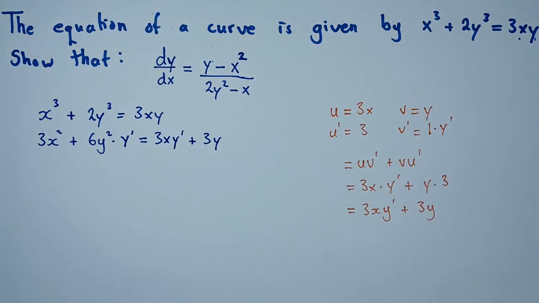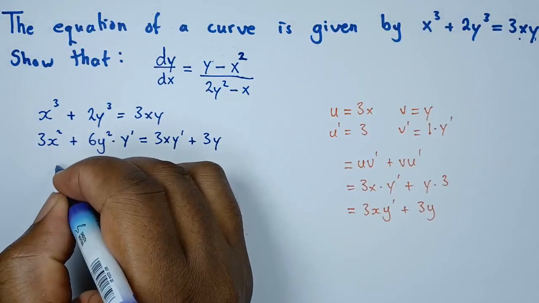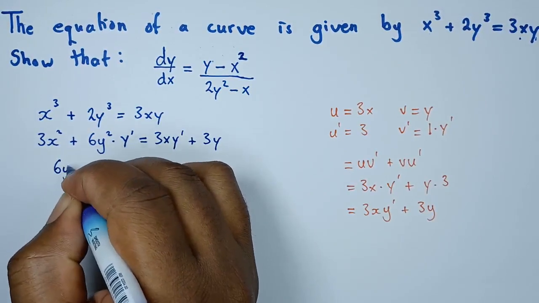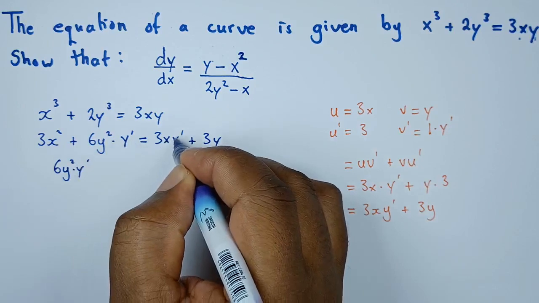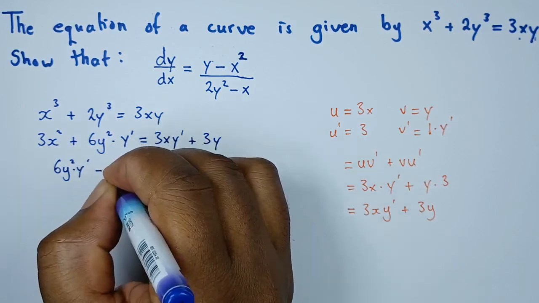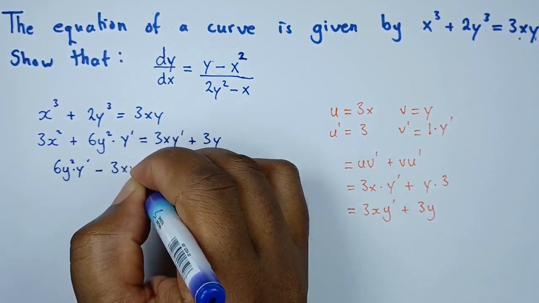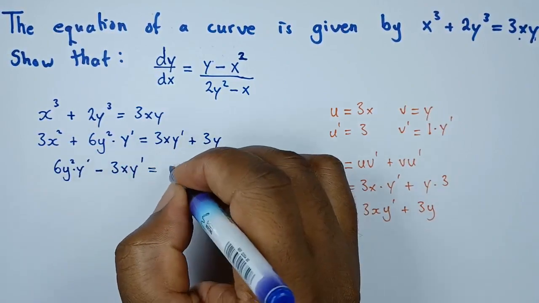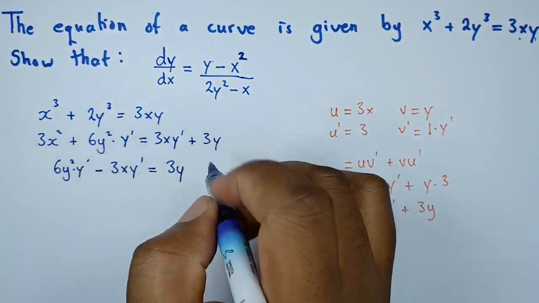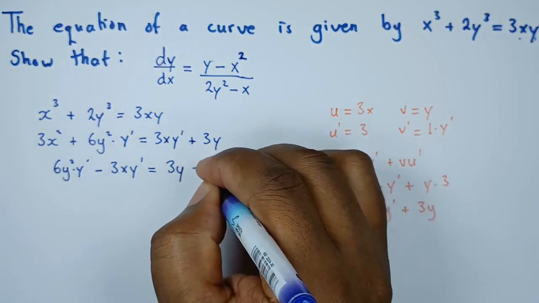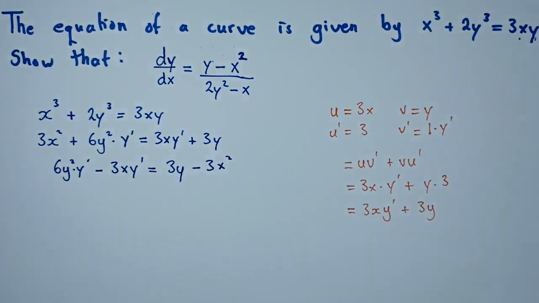Now, what we're going to do next is make dy dx the subject of the formula, or make y prime the subject of the formula. We're going to do it in this way. This will become 6y squared y prime, this part that we have here. This expression also comes to this side, so that will be minus 3xy prime. This is equal to 3y, this 3y here. The 3x squared also goes to the other side, so I'll say minus 3x squared.